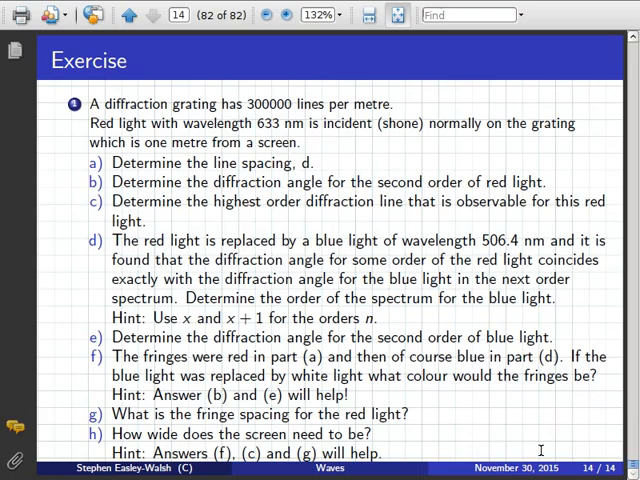So, great. In 1 meter, there are 300,000 slits. So my question is, how much distance between each slit? 1 divided by 300,000.